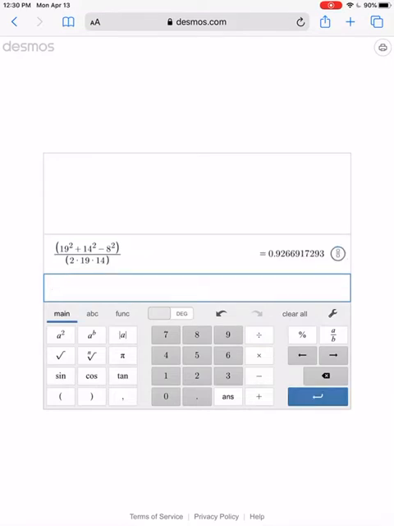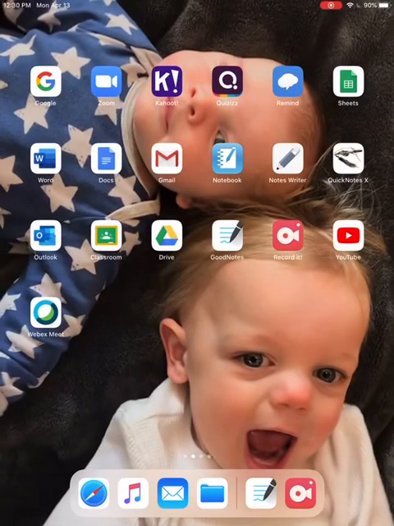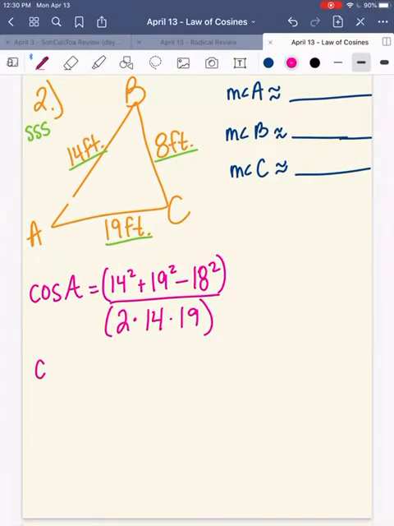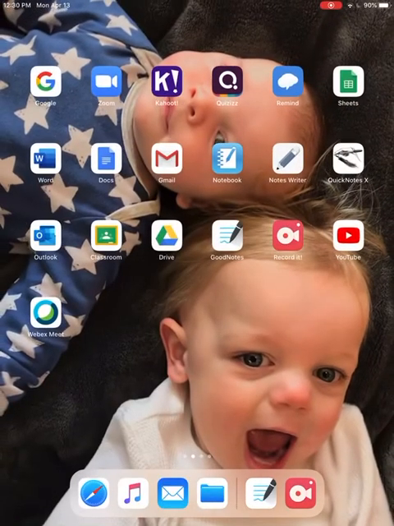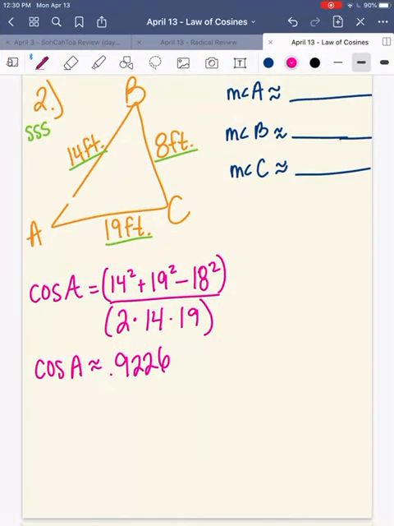And you get 0.9266. So cosine of A is 0.9226. Is that what I said? Yeah. Okay, so then remember we have to take the inverse cosine. So we're going to go inverse cosine of that approximation, and then we should get our answer.